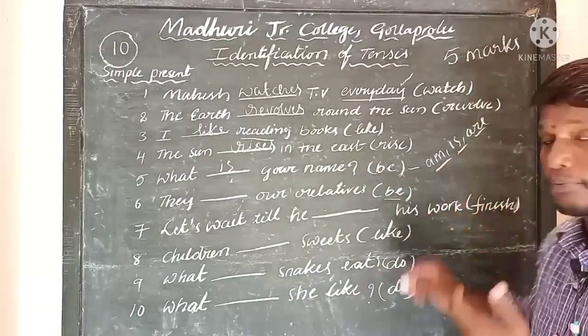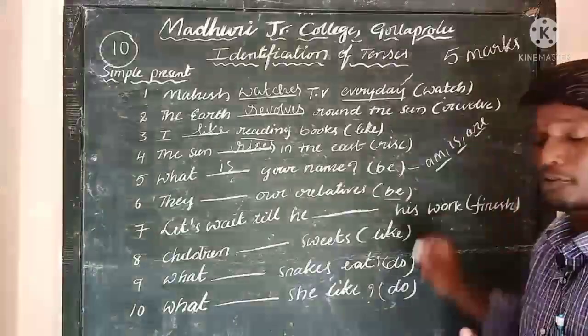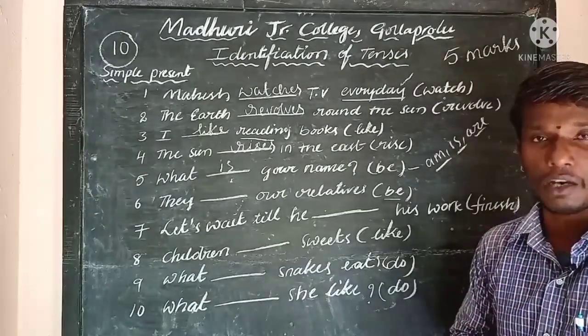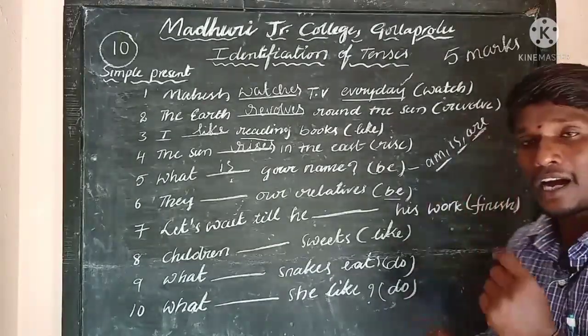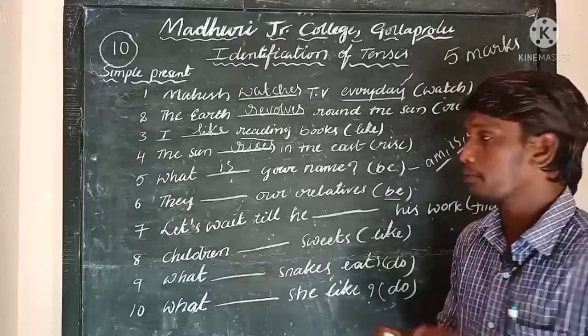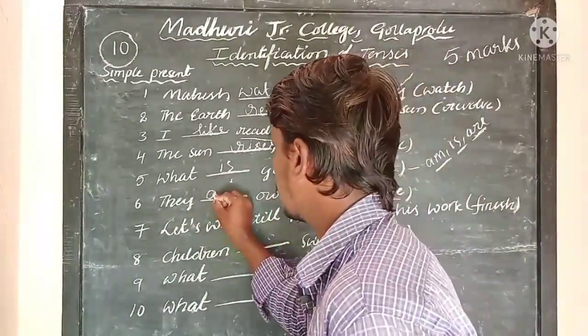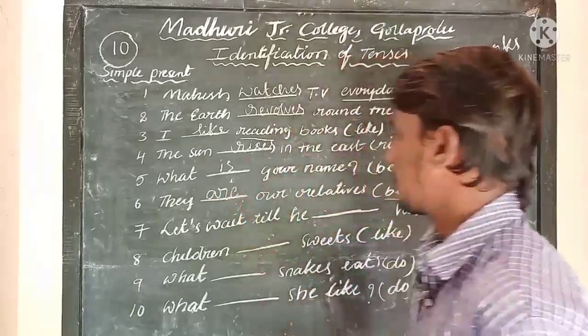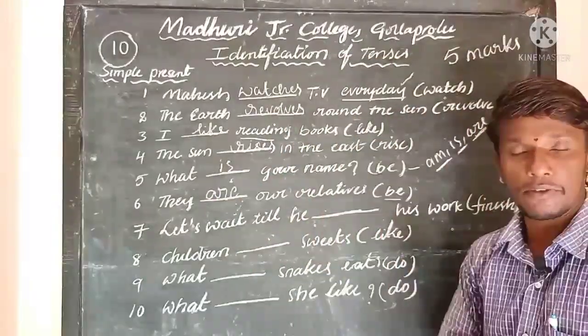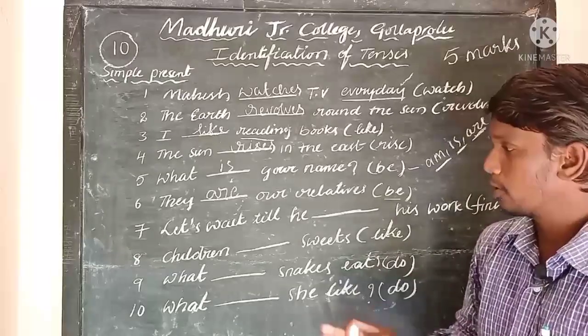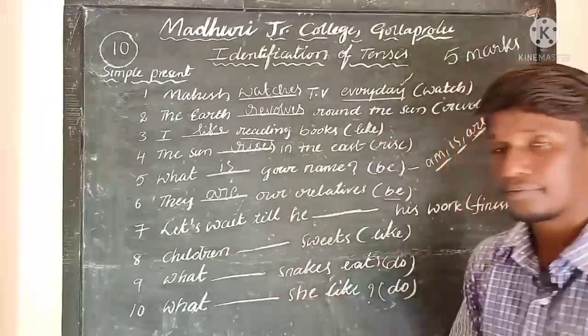See, we use am for I. We use the be form is for all singular nouns, and we use the be form are for all plurals. As there is a plural here, you should write the be form are: they are our relatives.